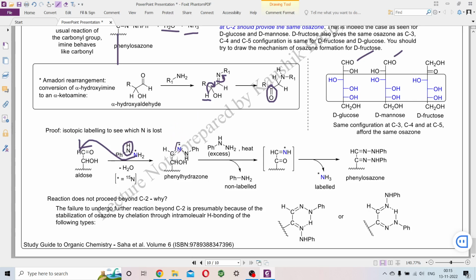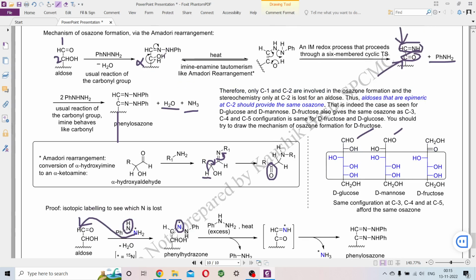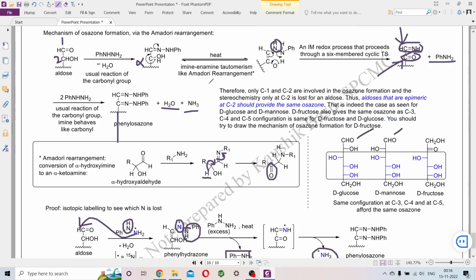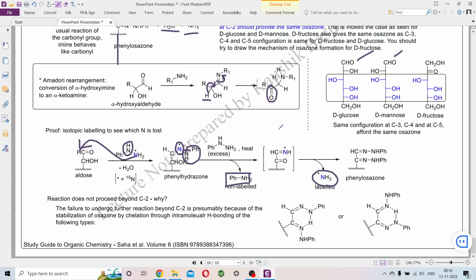So that nitrogen is labeled, and if our mechanism is true, then this nitrogen will eventually be eliminated as ammonia, and that nitrogen will be eliminated as aniline. So do the reaction, check that the aniline is not labeled, but the ammonia that is coming out is obviously labeled. So this is a clue that this reaction is proceeding via the mechanism that we have outlined here, this Amadori rearrangement that we have seen.